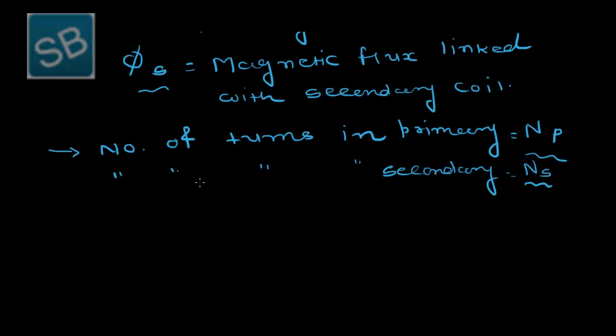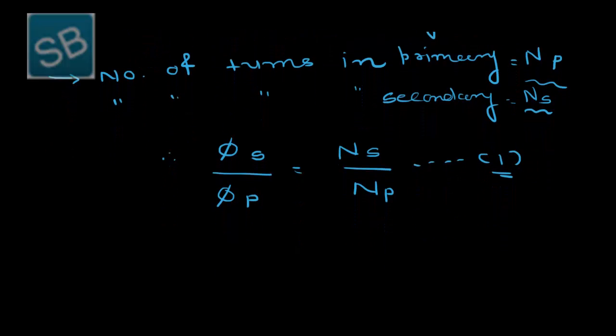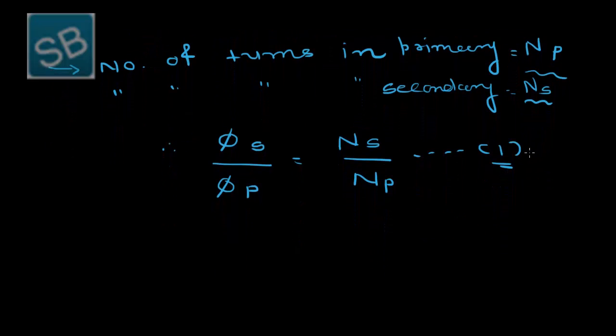Now there is one relation: the ratio of the magnetic flux in the secondary coil to the magnetic flux in the primary coil is equal to the ratio of the number of turns in the secondary coil to the number of turns in the primary coil. So this is the first important result which we have obtained.